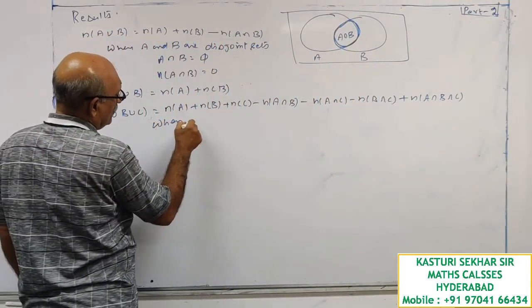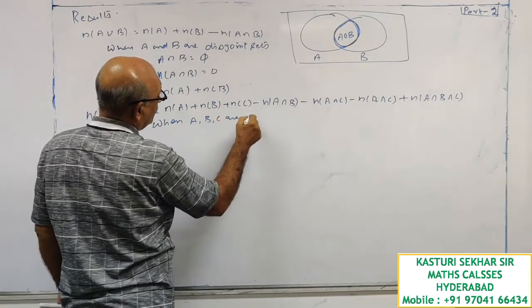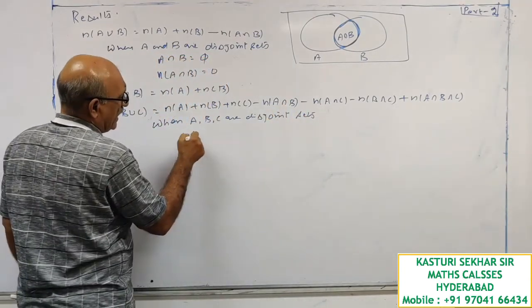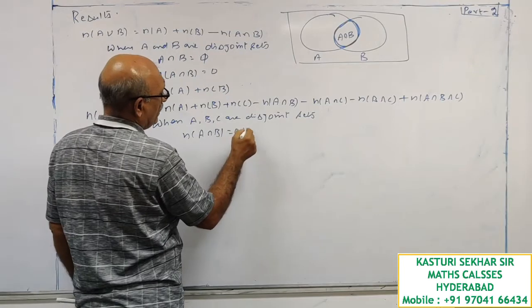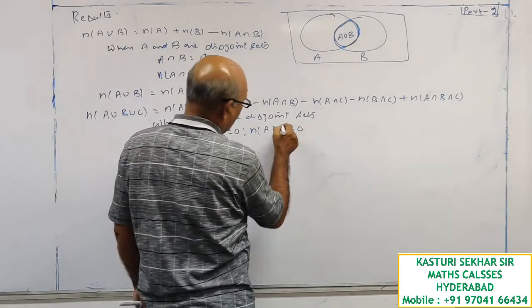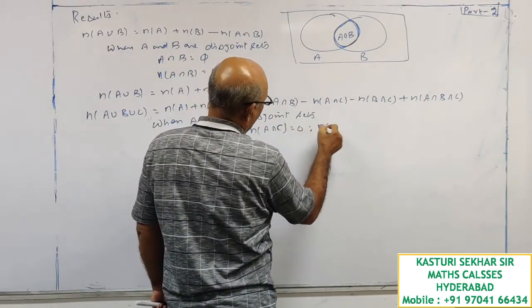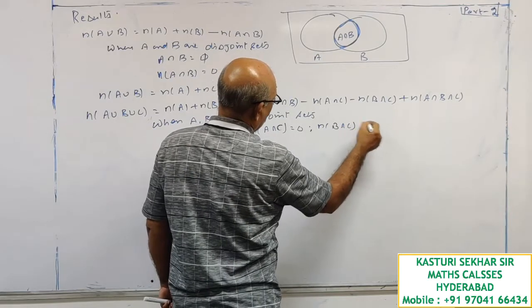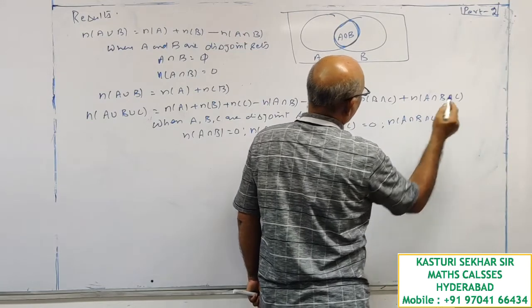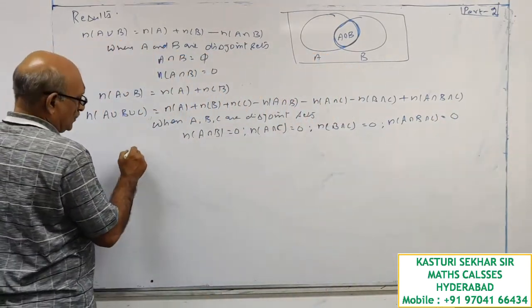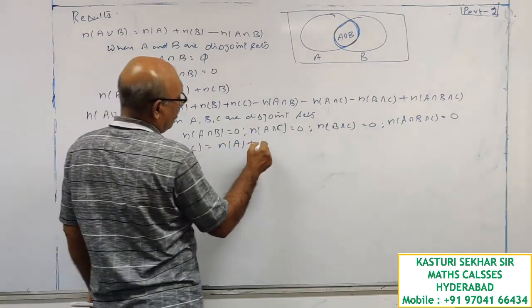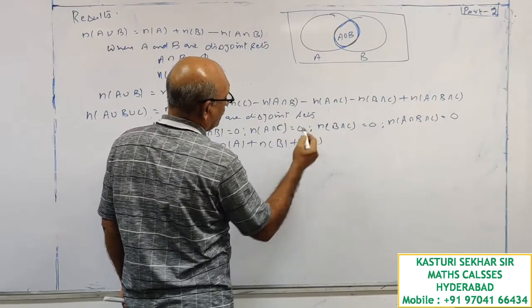When A, B, C are disjoint sets, n of A intersection B is equal to 0, n of A intersection C is equal to 0, n of B intersection C is equal to 0, n of A intersection B intersection C equal to 0. So number of elements of A union B union C is n of A plus n of B plus n of C.